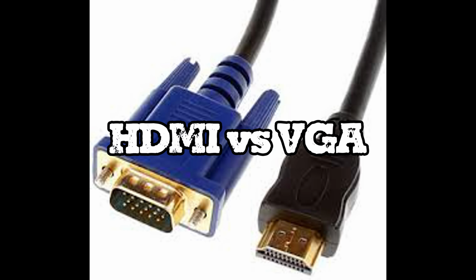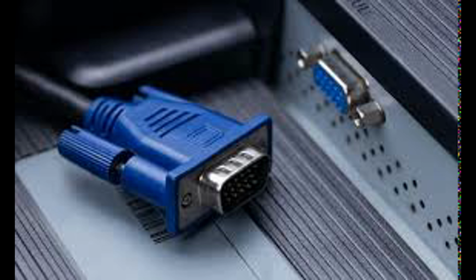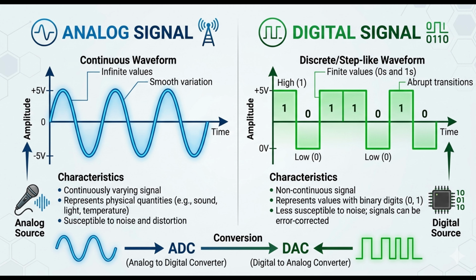HDMI versus VGA. VGA stands for Video Graphics Array. VGA transmits analog signals, meaning electrical signals represent image data continuously. This leads to signal degradation, lower clarity, and interference.